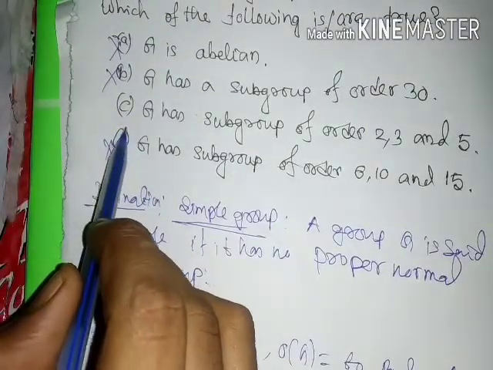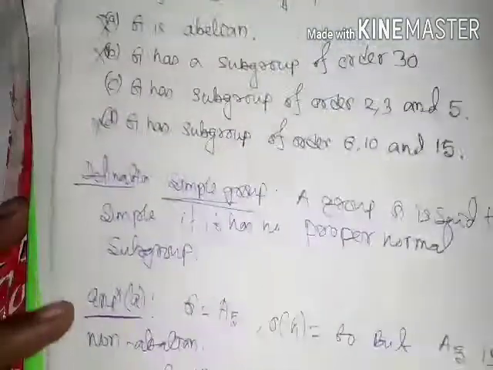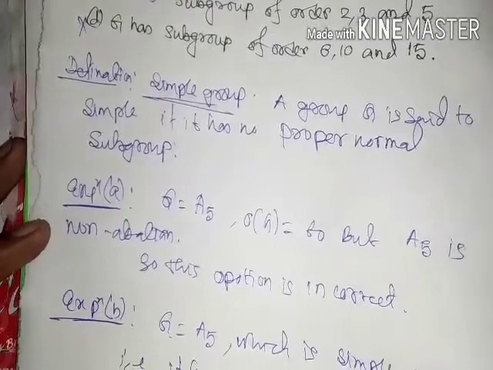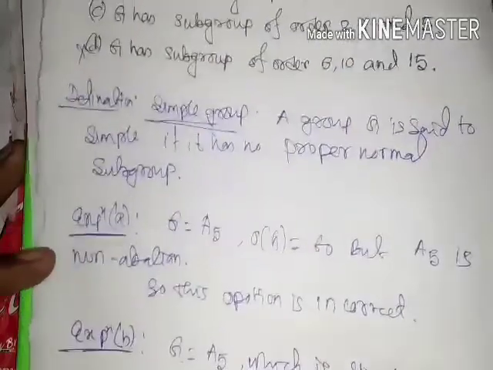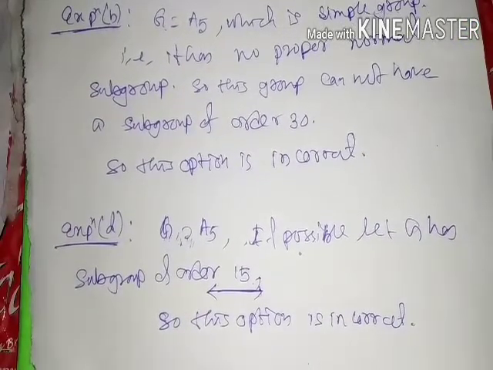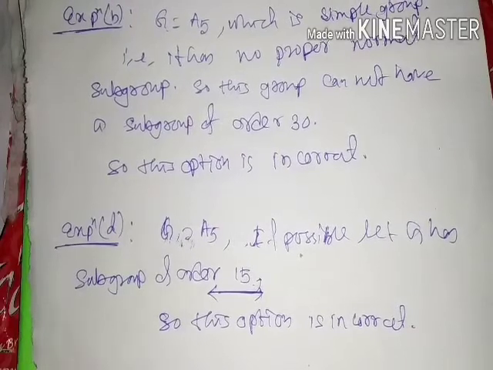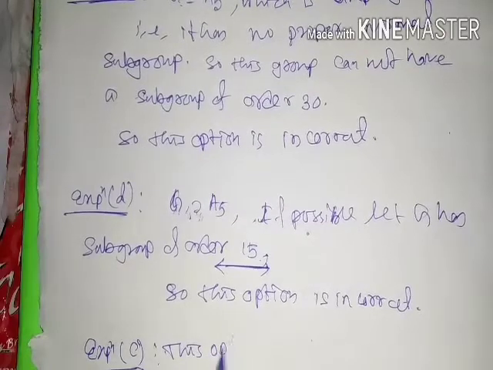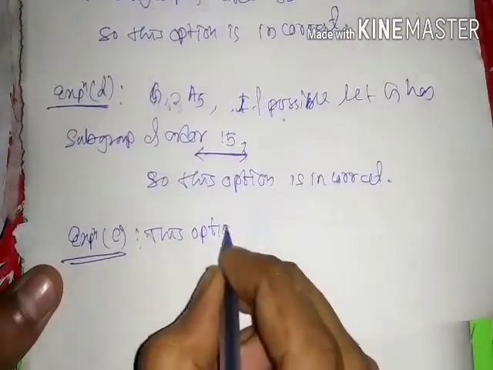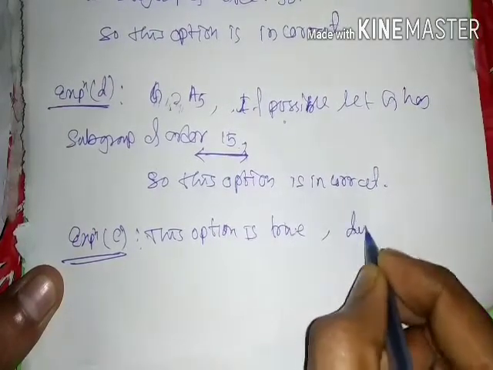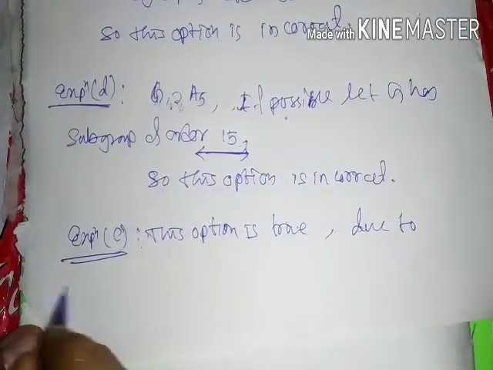Actually, option C is correct. Why? If we use the finite group theorem, Cauchy theorem for finite groups. Explanation of option C. This option is true due to Cauchy theorem.